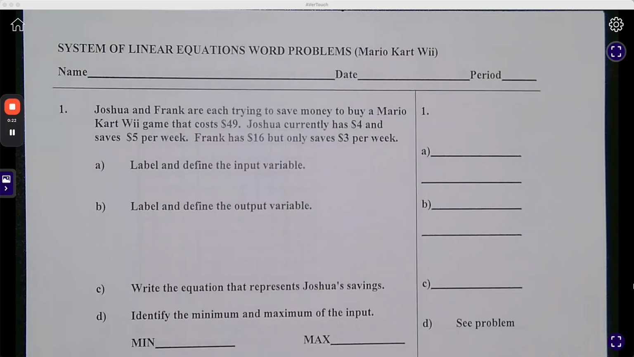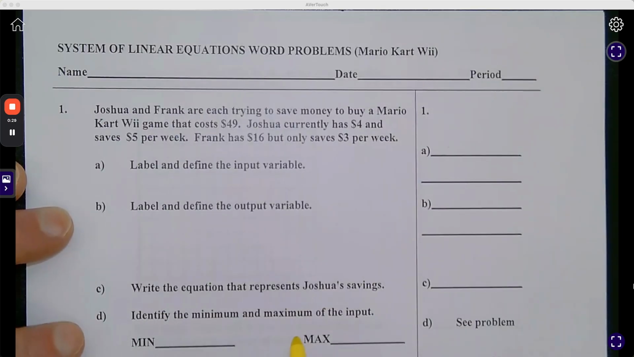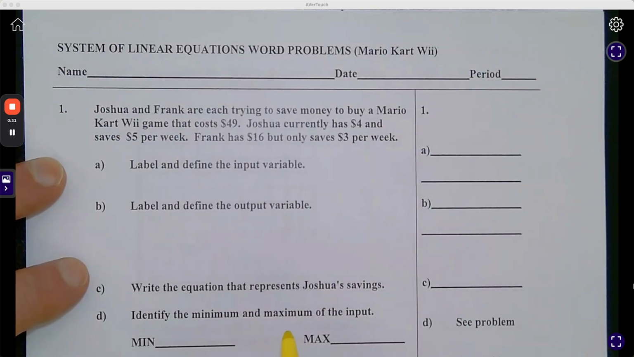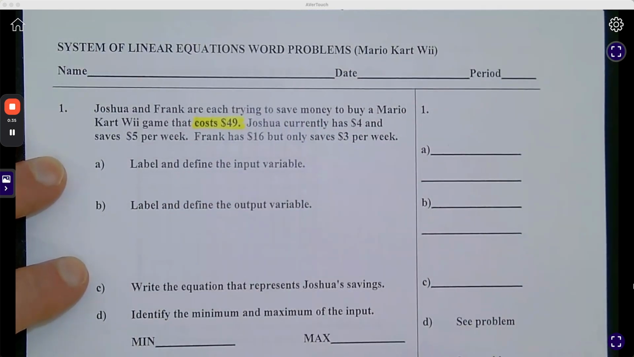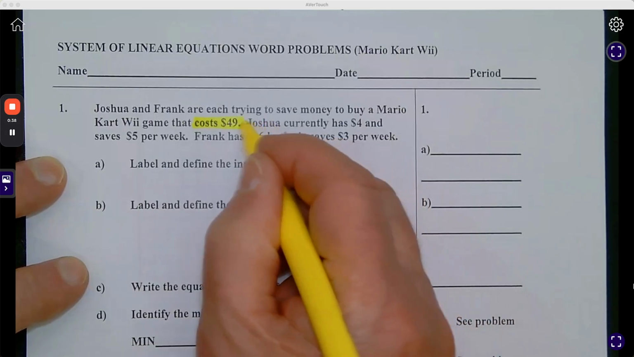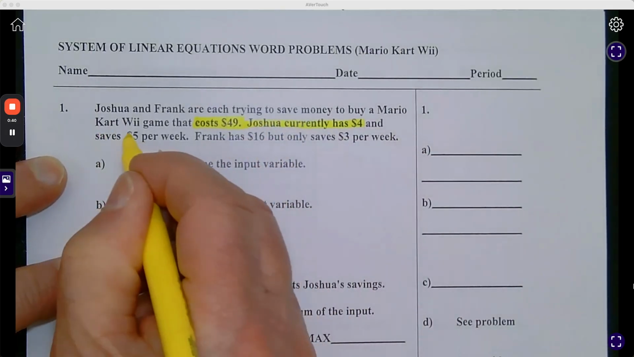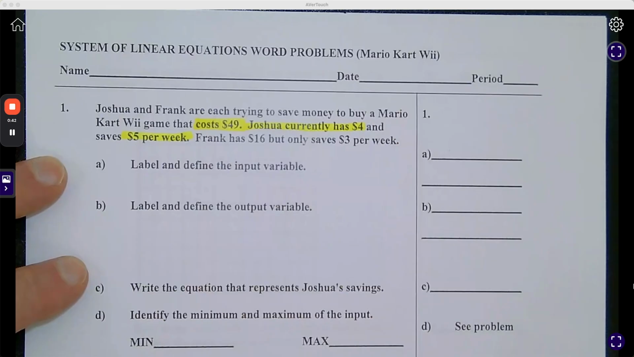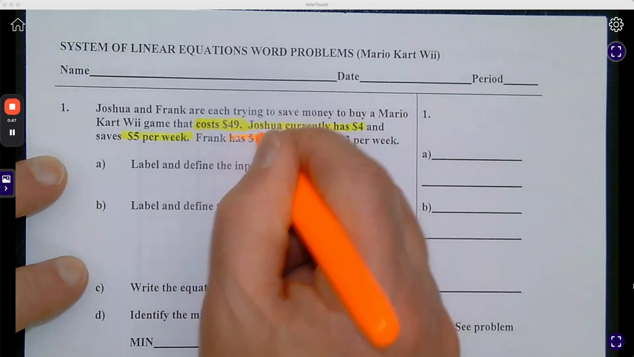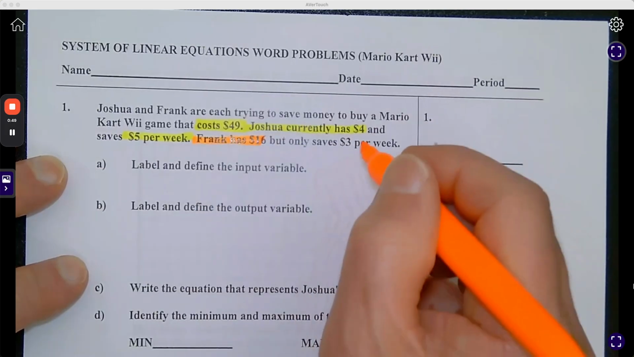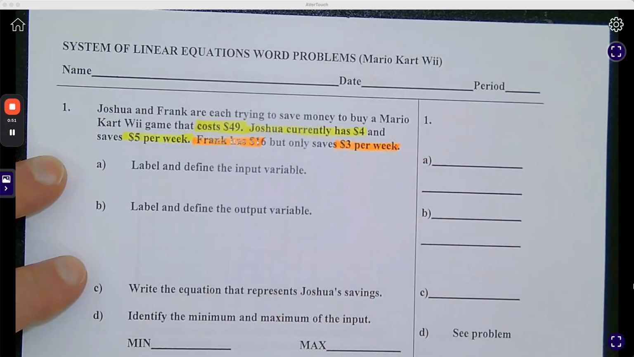All right, let's take a look at this. It looks like we have a word problem. Mario Kart Wii, one of the best games ever. Joshua and Frank are each trying to save money to buy a Mario Kart Wii game that costs $49. Okay, so that's the cost of the game. Joshua currently has $4 and saves $5 per week. All right, good job, Joshua. Frank has $16, but only saves $3 per week. Okay, that sounds good.